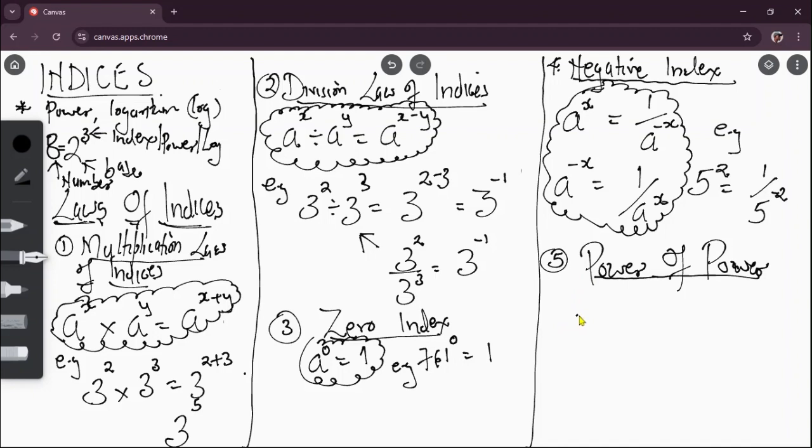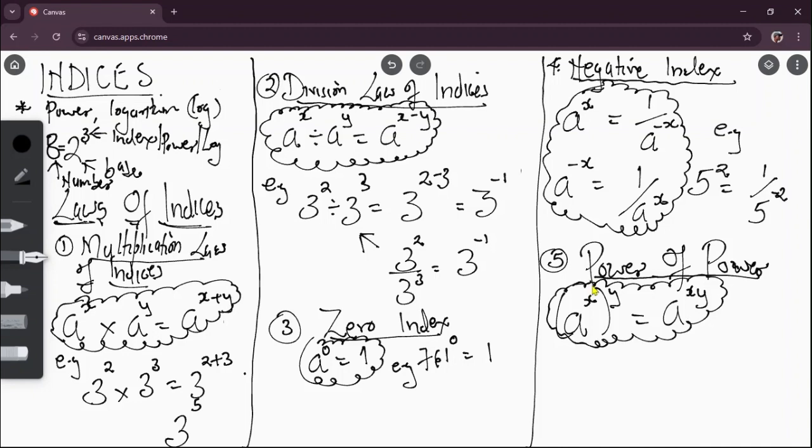If I have a number a raised to power x, then outside here I am having power y. This law states that if I'm having power x and power y outside, it's simply the same as you multiply x and y, so that it will give you a to the power xy. So you multiply the power and the power. So the law looks like that.